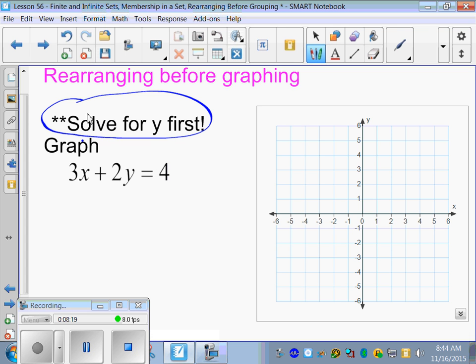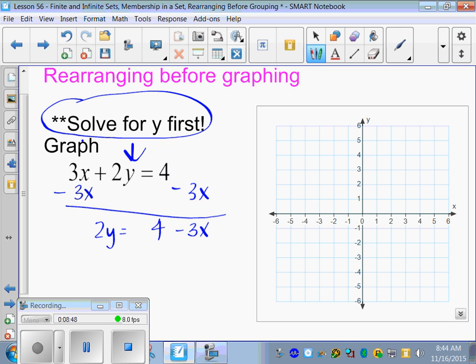So if I want to solve for y, my y is right here. What should my first step be if I want to solve for y? Leah? Subtract. Yep. So first I want to get this chunk by itself. So I don't want the x piece. I'm going to subtract 3x from both sides. Subtract 3x from both sides. So I'm going to get 2y equals 4 minus 3x.